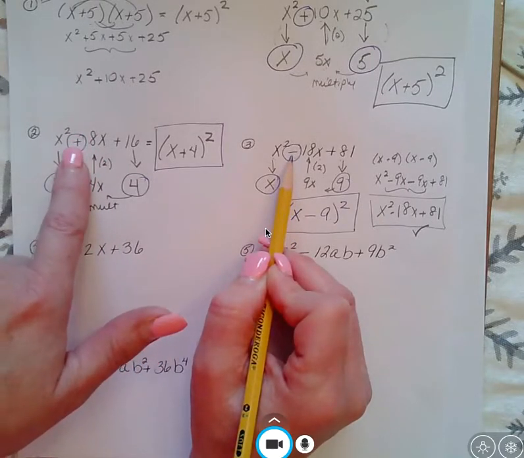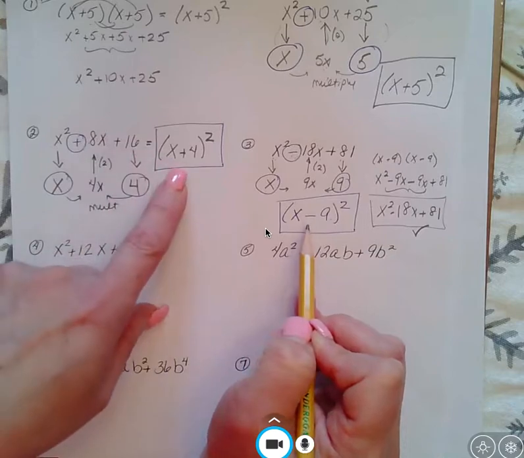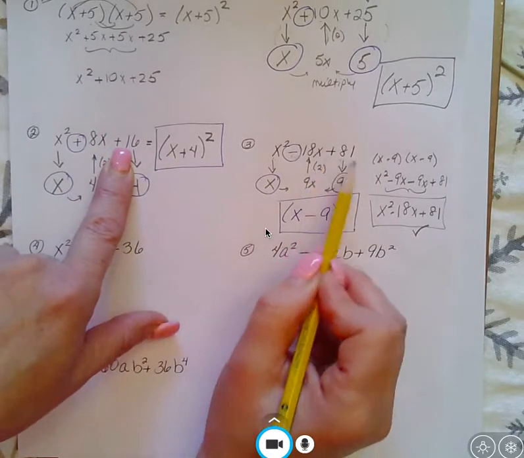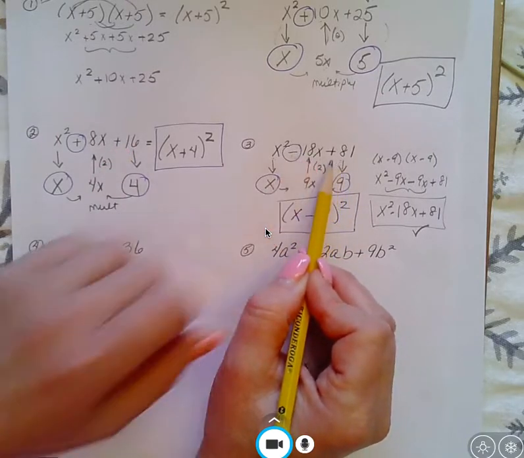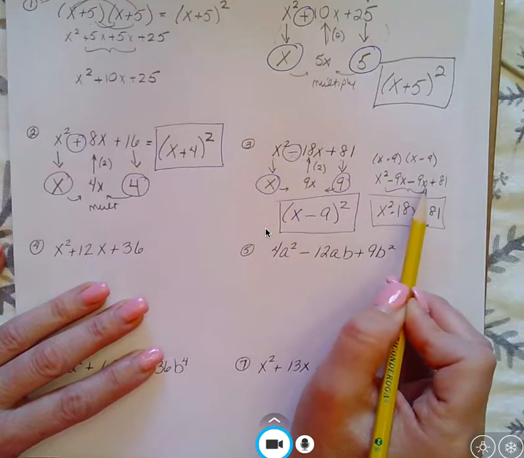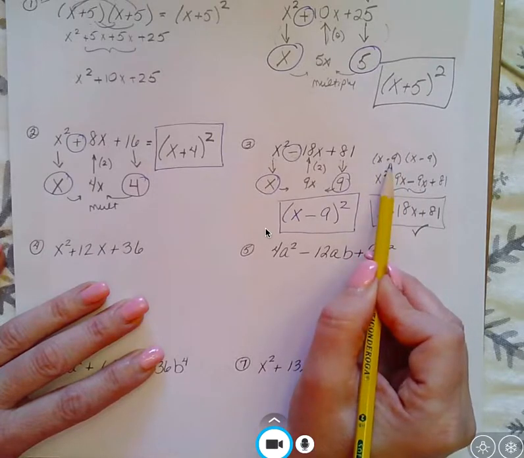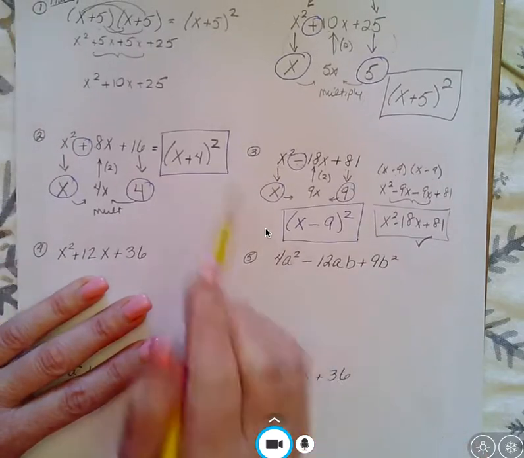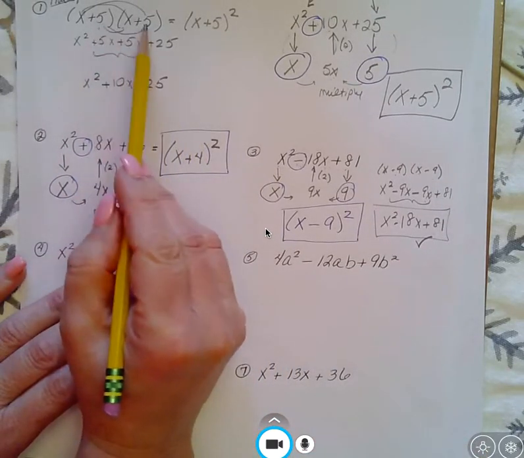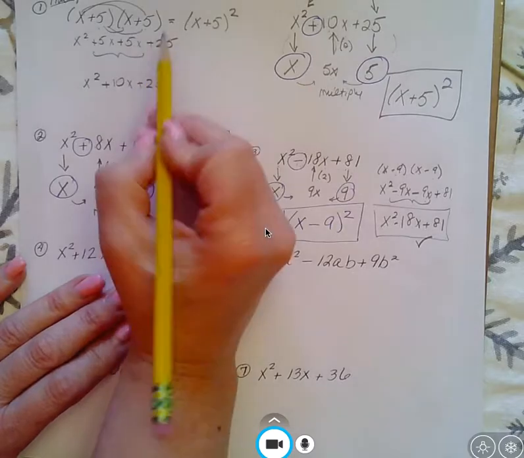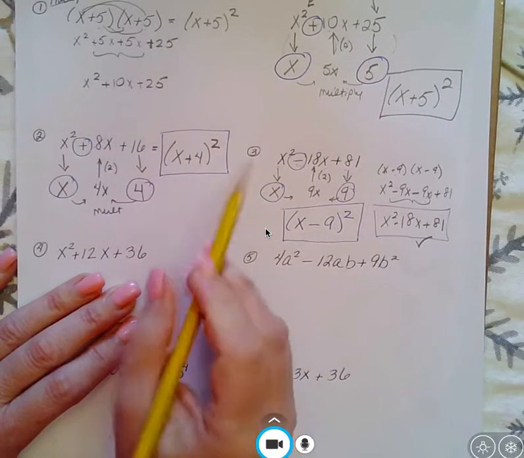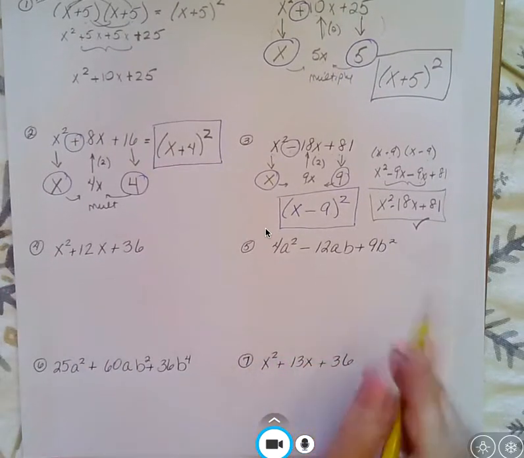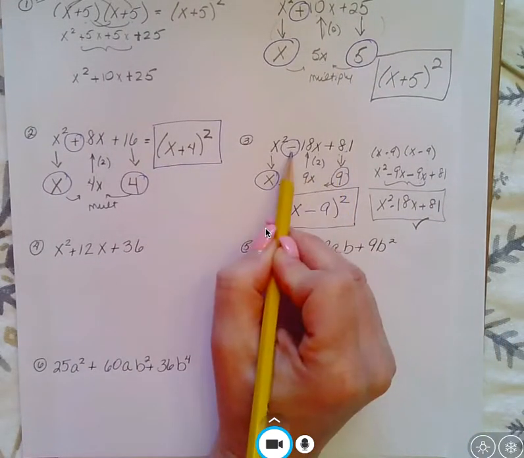That's going to be the sign that you use in your factor. But that last term has to be positive. Has to be positive because when we multiply out, that negative 9 times the negative 9 is a positive 81. And we saw farther up here, we did a 5 times 5, positive, and we did get a positive 25. So there's your plus 25. So always positive, can be either sign.